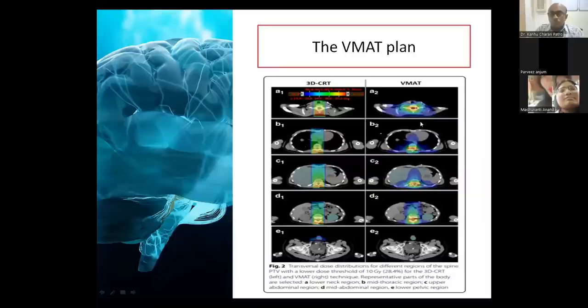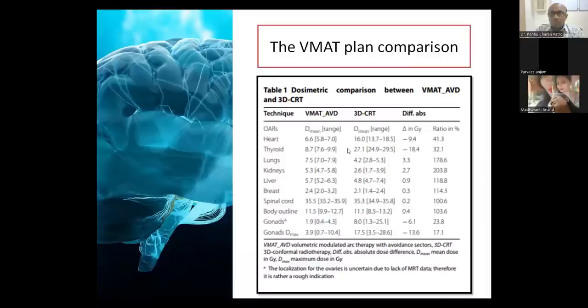If you compare the 3D CRT plan to the VMAT plan, in 3D CRT the cardiac dose will definitely be more, and thyroid dose will be more because of anterior spillage. Lungs, kidneys and liver will get more dose in the VMAT plan. So these are very tricky things you have to keep in mind when you are planning a VMAT plan.